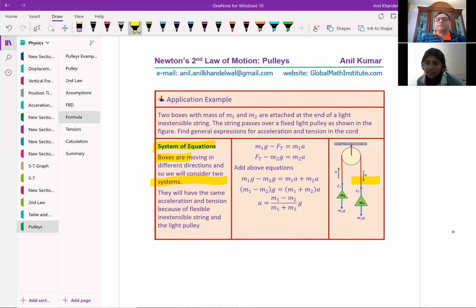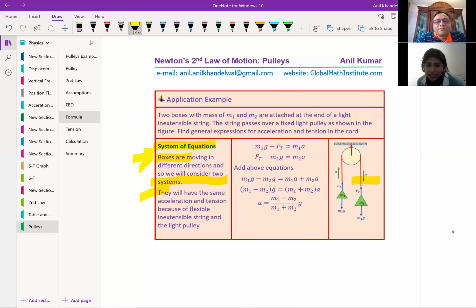Here, you cannot do it. They are moving in different directions. And so, once again, read this part. Okay, so boxes are moving in different directions, and so we will consider two systems. Oh, so before it was working in one direction, so we can use it as one system. Yes, I get it.